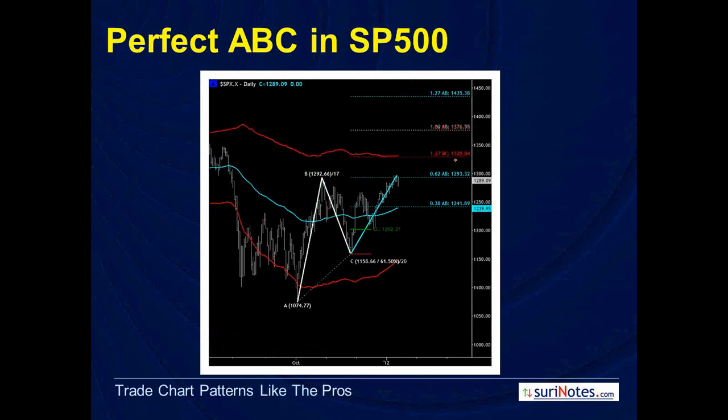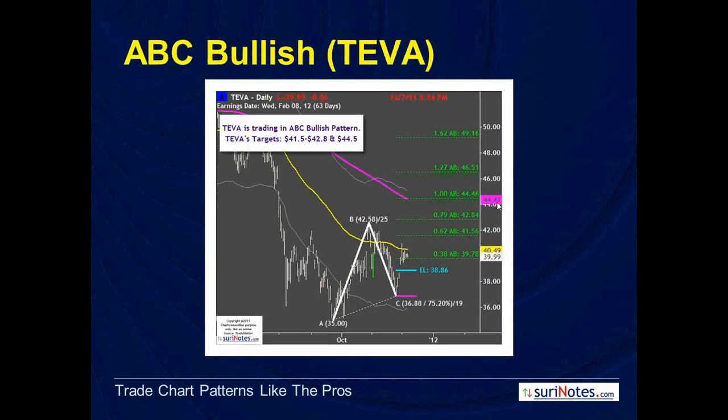So I guess this is the same pattern, but after some time, it's showing you that this is the 62%. This is the same after a few more days, so I captured it here. Then another chart is called an ABC bullish pattern in Teva. Teva is another stock which I traded.